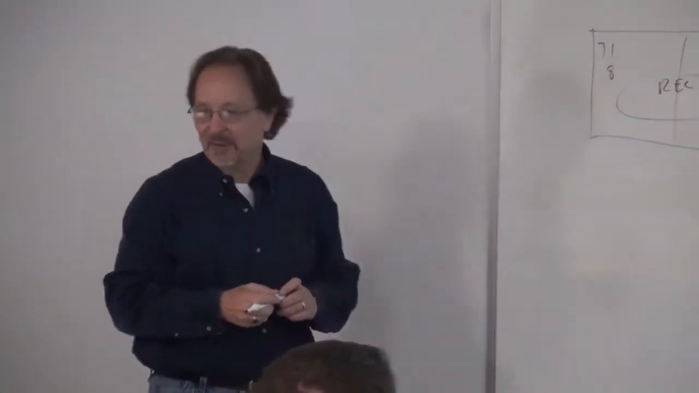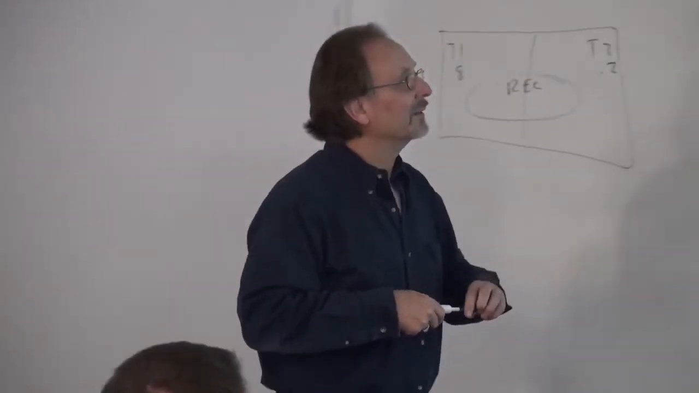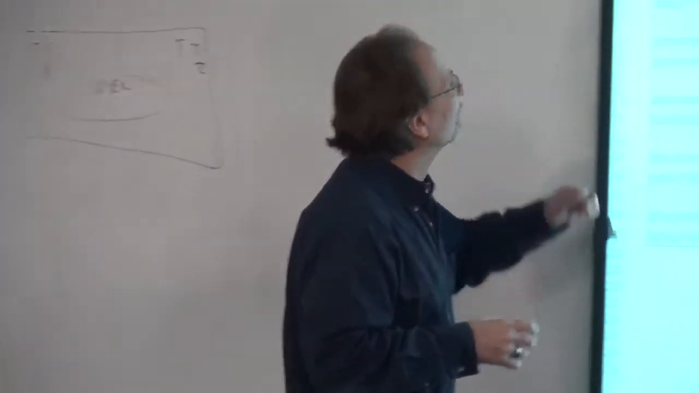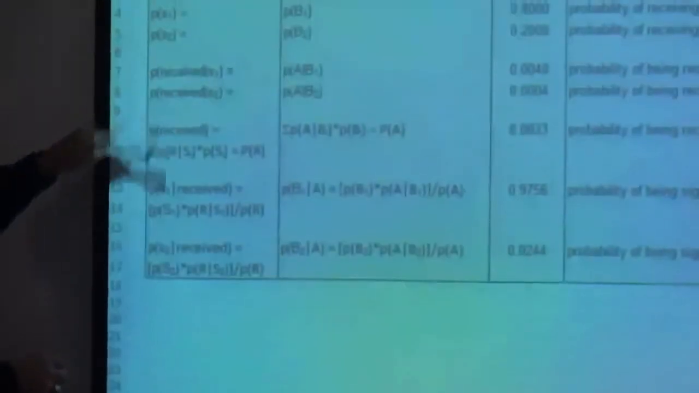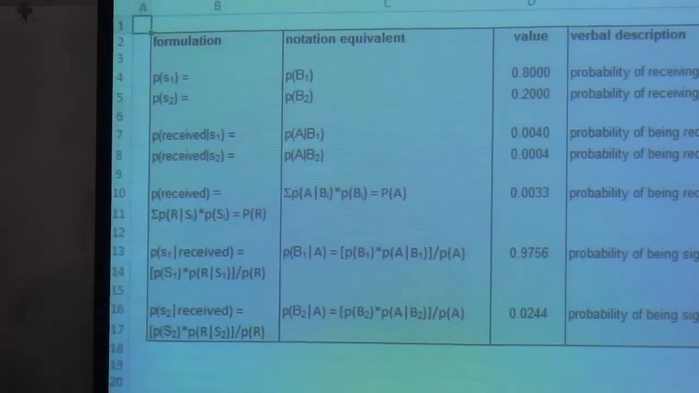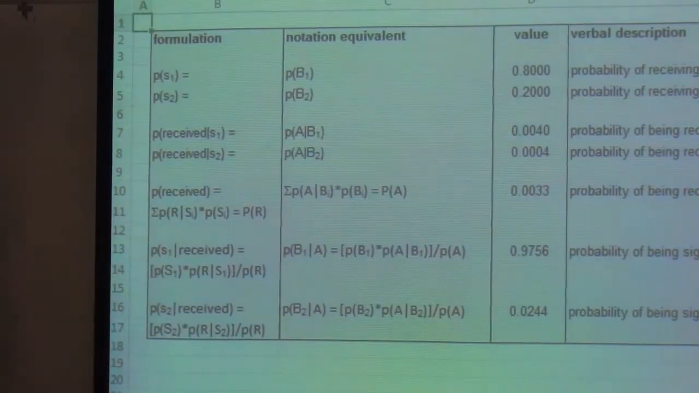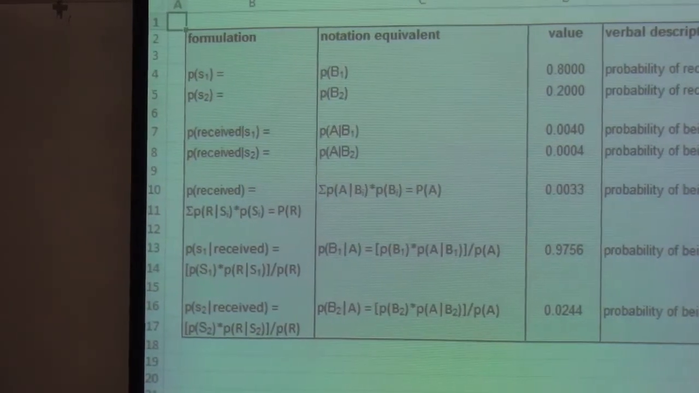So I can calculate the probability of it being received, and then the converse of the conditional probabilities. So these are the given ones, right here, right here, right here, right here, and these are the ones that you need to calculate by manipulating the Bayes formula.